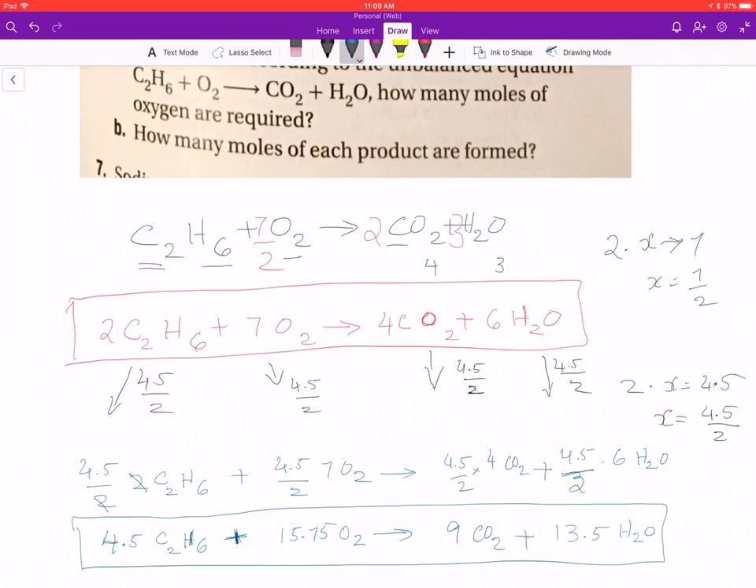15.75. That's one thing you want to find out, right? And then 9 mole of CO2, that's correct. And 13.5 mole of H2O.